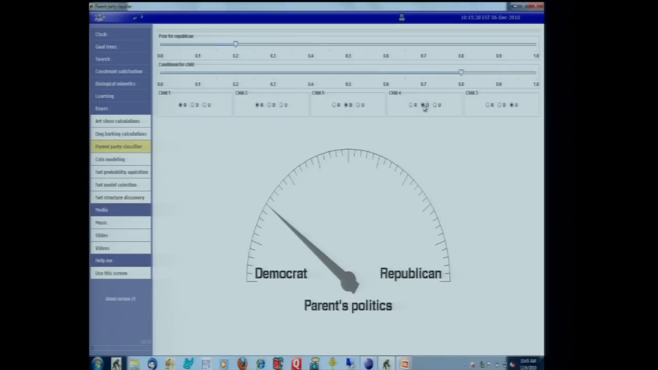If I have an equal balance between children, then it goes way back down because of that prior probability being low. So if I make that high, then even though the children are balanced, I'm still going to have a high probability of being a Republican. Now let's see. If I take that slider there, the conditional probability, and drive it to the left here, let me make that equal again.